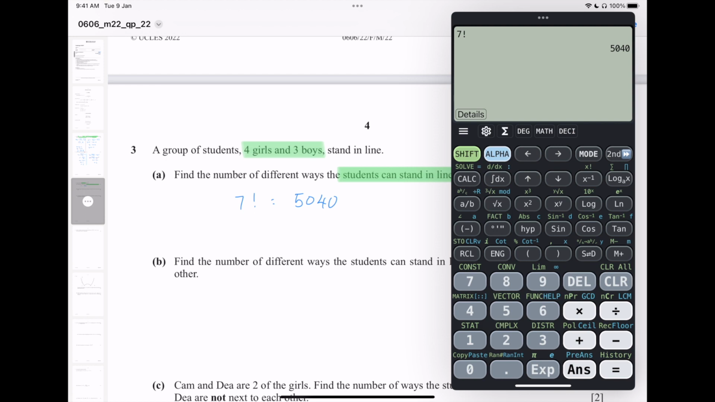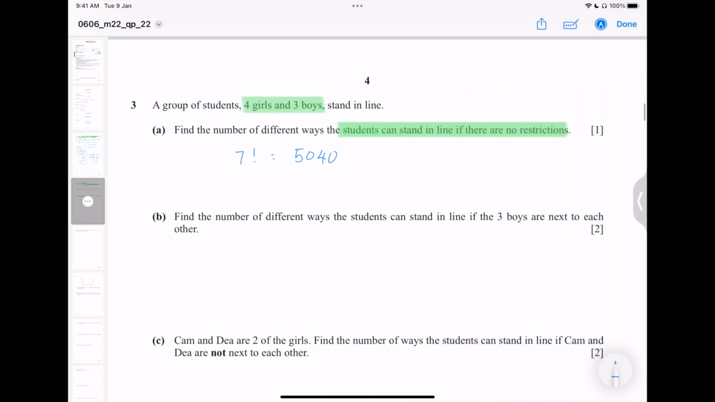Okay, let's look at the next thing. Find a number of different ways the students can stand in line if 3 boys are next to each other. Okay, let's just draw a line for the 3 boys. And you can see that there are 4 girls left. 1, 2, 3, 4. So girl, girl, girl, and girl.